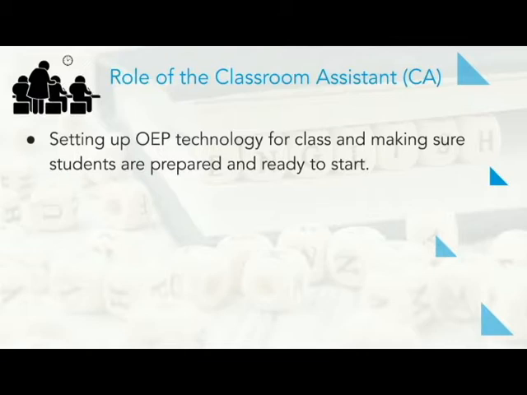The CA's role happens solely during OEP classes. At the start of class, the CA sets up the equipment. This involves turning on the TV and laptop, logging into Zoom, and entering the correct Zoom meeting code. The CA also makes sure students are prepared and ready to start class. Students should be properly seated and ready with the correct materials like a notebook and a writing implement.